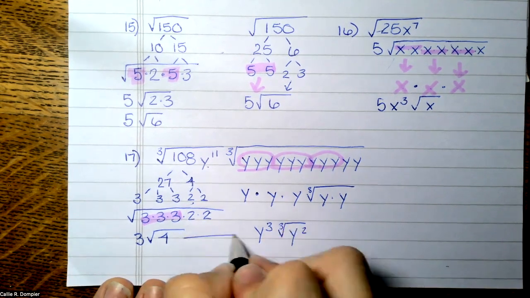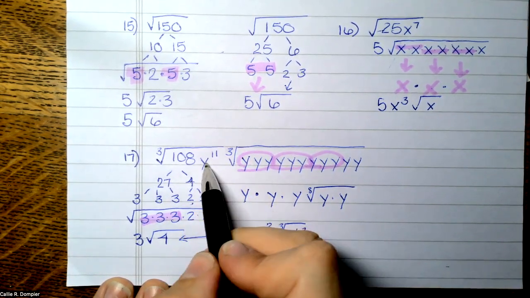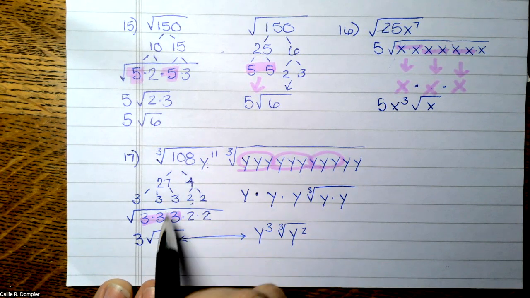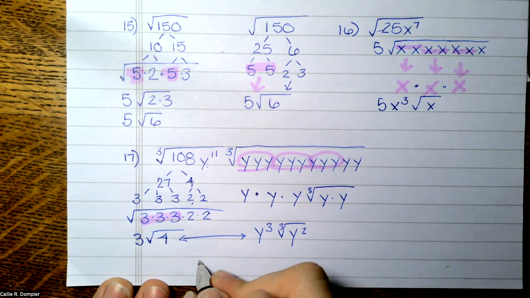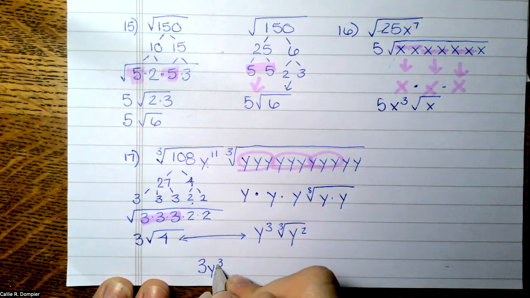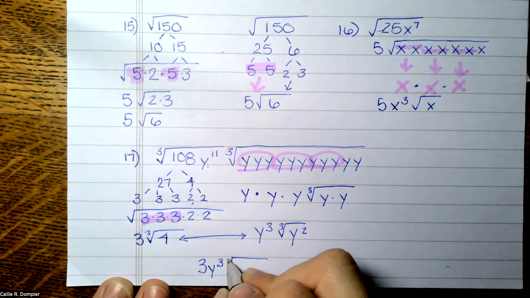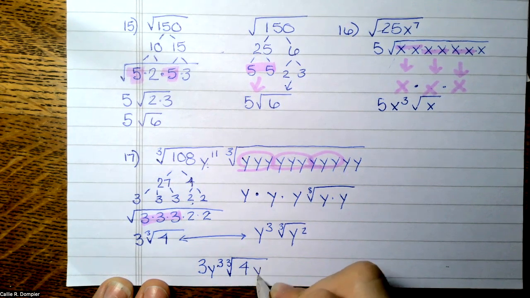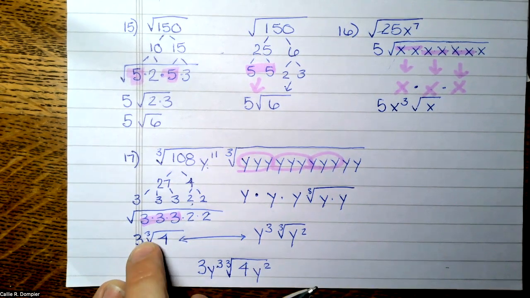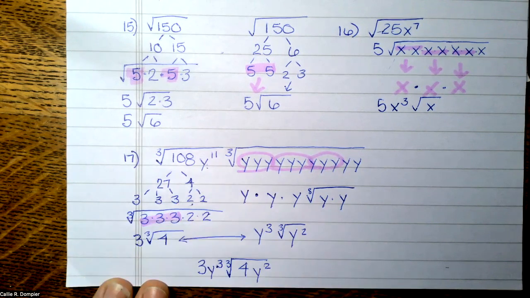Good. And now we're going to combine these two because they were together. I just find it easier to work with the numbers here and the letters here. So I'm going to say it's 3y to the third on the outside times the cube root of 4y squared. Yeah, so if you ever see that I didn't follow this, it's just because I forgot to write the 3. So that will never change. Good? So that's 3y to the third times the third root of 4y squared.